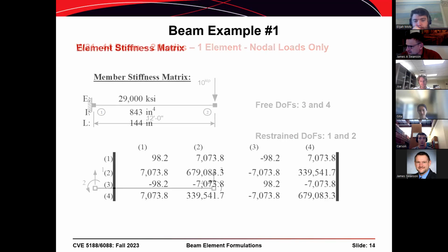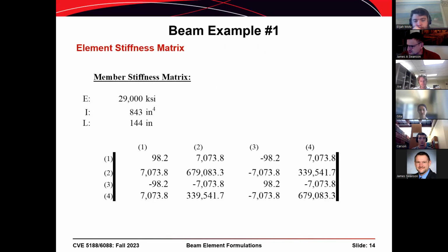So with only one element, we can write our member stiffness matrix like this. With E of 29,000 kips per square inch, I of 843 inches to the fourth, and our length L of 12 feet or 144 inches, the mistake you're going to make with respect to imperial units is you're going to forget to convert the length from feet to inches, and that'll be a problem. We end up with this stiffness matrix.